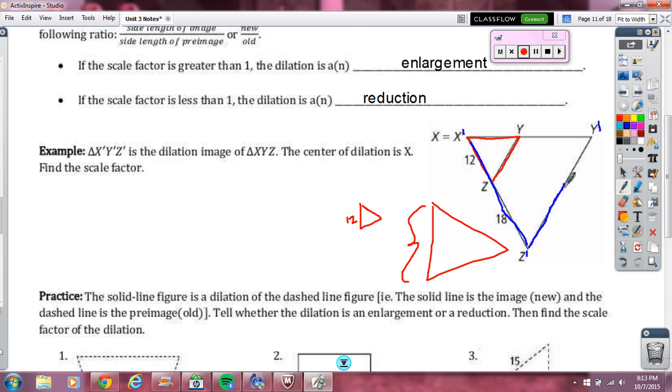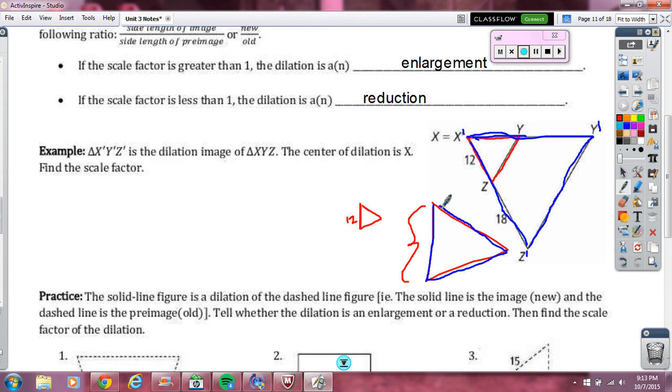And the question asks me to find the scale factor, or find a fraction that compares the sizes of the old to the new. Sometimes drawing the shapes out as separate pieces can help you answer these questions. So I've got my original, my pre-image over here in red, and then down here I've drawn separately my blue. From the labeling, I can tell that this pre-image has a side length of 12.